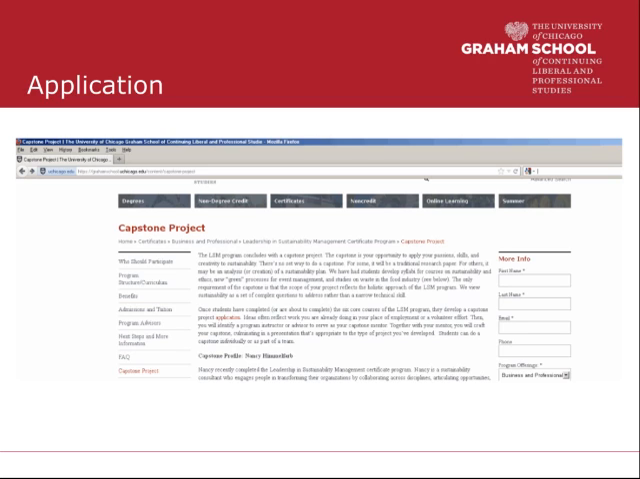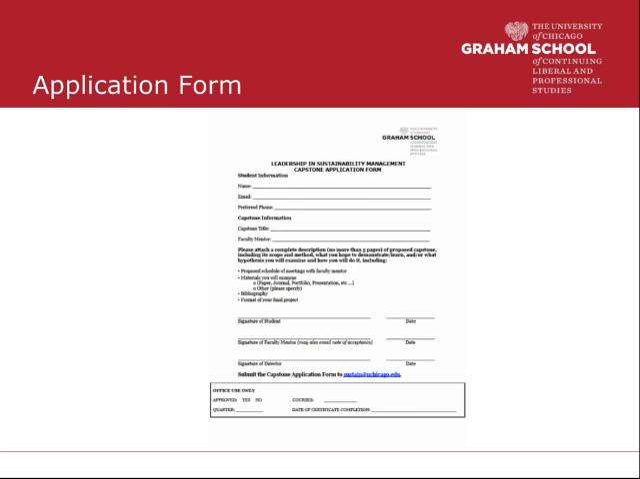The Capstone application can be found on the Capstone Project section of the Leadership and Sustainability Management Certificate Program website. There's also some more information here about the Capstone project, including the occasional profile of a recent student. This is what the front of the Capstone application form looks like. As you can see, it's asking for the same basic information that I outlined before.